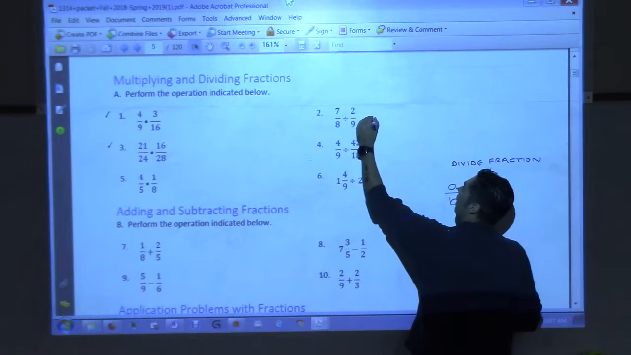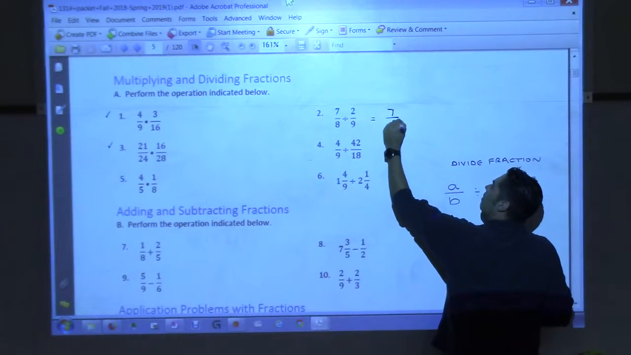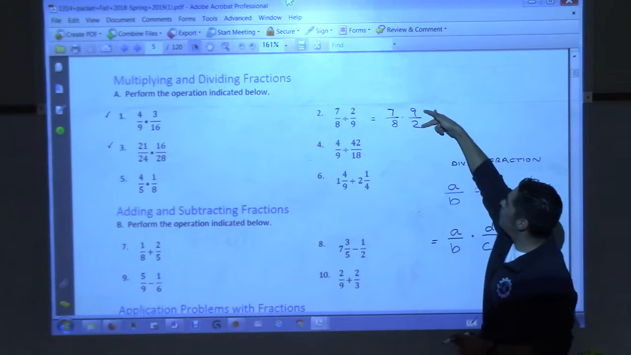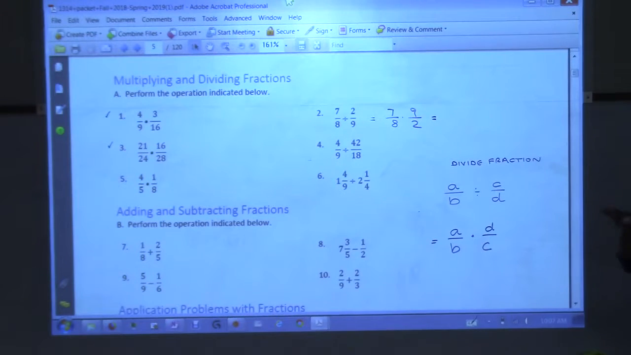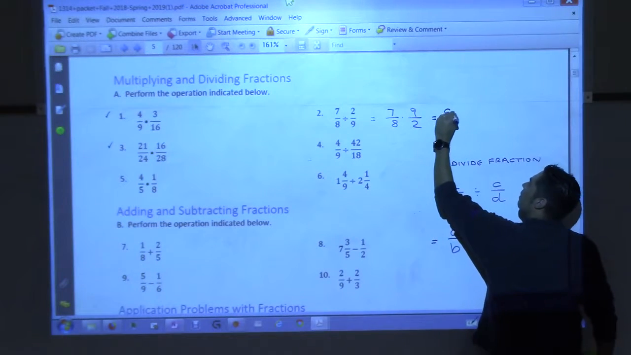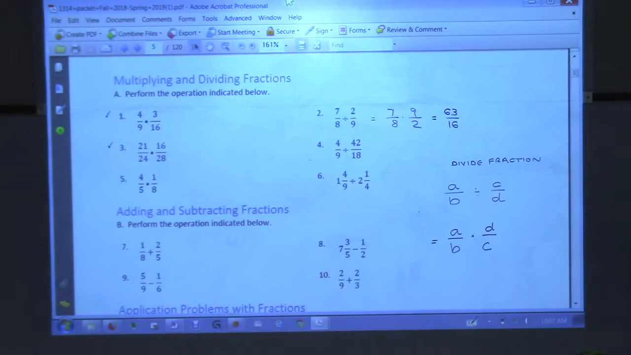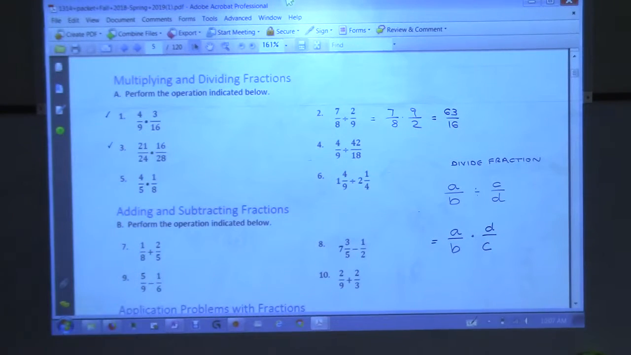So this problem, Cameron, you said would become? 7 times 9. Okay, so that's because we're changing division to multiplication, flipping this fraction over, and then going straight across. Those numbers aren't that big, right? So we can just go across and see what happens. 7 times 9, 63, and then 8 times 2, 16. Is that reduced? Is there anything that goes into both of those? How could you convince yourself that there's nothing that goes into both of those?